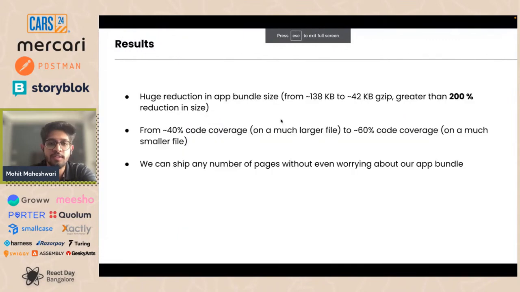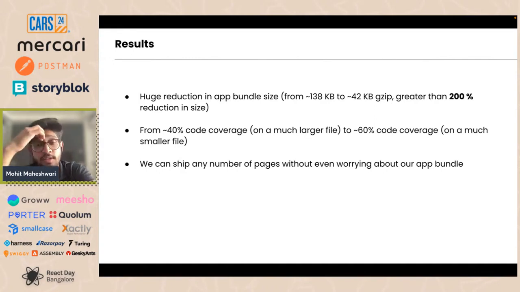If you look at the advantages that we had, the first, straight advantage is that our app bundle reduced significantly. If you have looked at the image, initially we were touching somewhere around 138 KB gzip, but our current app bundle is now 42 KB gzip, which is a great reduction in terms of size. Another added advantage was that our code coverage, which used to be 40%, increased by 20%. So we were roughly around 61% code coverage.